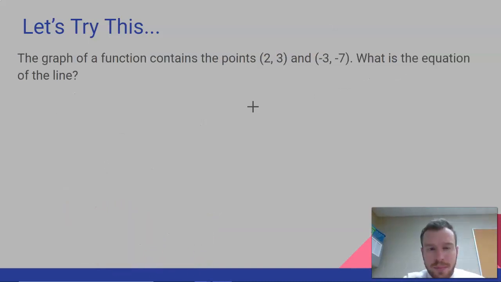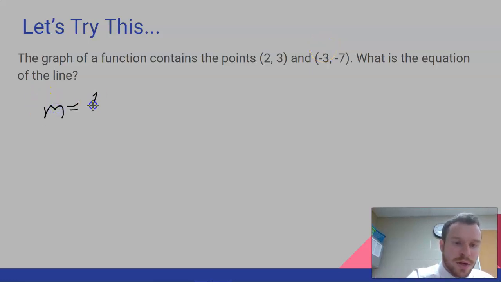Now let's look at this problem. It says the graph of a function contains the points (2, 3) and (-3, -7). What is the equation of the line? Now this looks really similar to the problem we just worked. The only difference is that instead of being given the slope and 1 point, we're given 2 different points. So what we need to do is to use the slope formula to find the slope between these 2 points first. So the slope formula is y2 minus y1 over x2 minus x1.